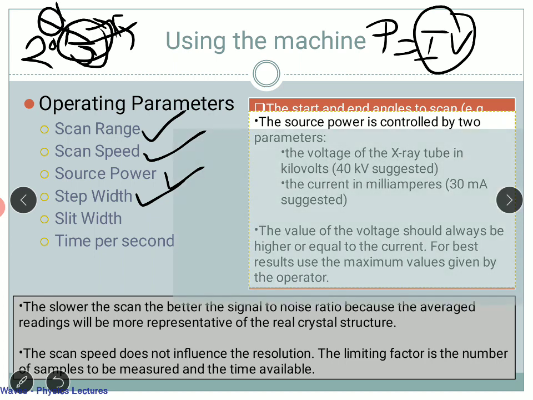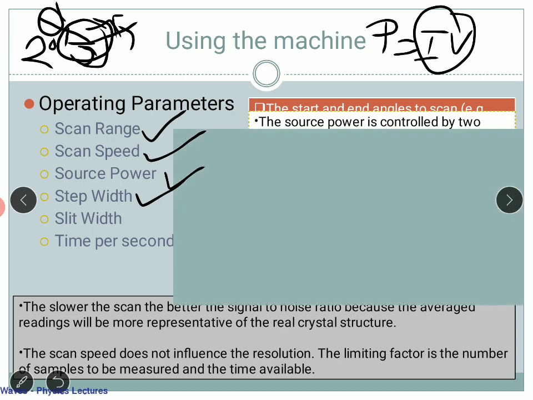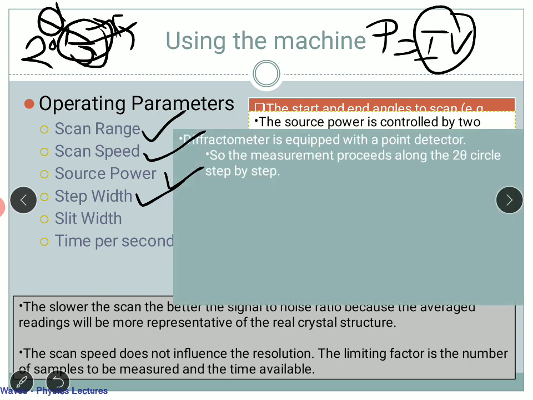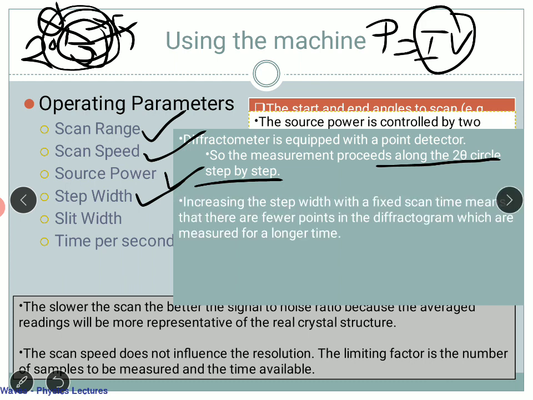If you look into the points of a step width, the diffractometer is equipped with a point detector. So the measurement will proceed along the 2 theta circle step by step. This is your 2 theta circle, and the measurement will proceed step by step. It will rotate the sample at some angle, and then go for the next angle and so on. So increasing the step width with a fixed scan time means there are fewer points in the diffractogram which are measured for a longer time.